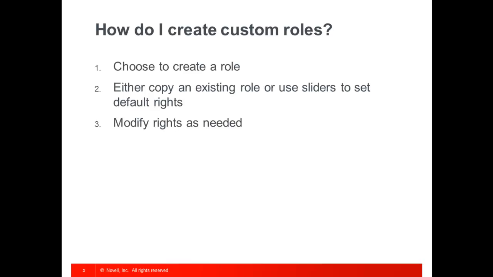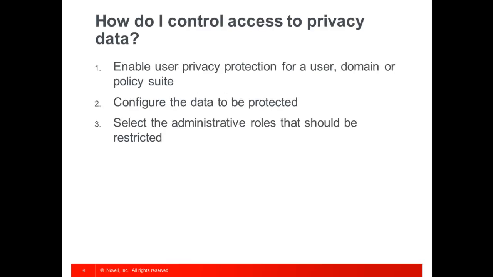To create a custom role, you first choose to create a role. When you do so, you'll be asked to either copy an existing role or use sliders to set default rights. Once you've created the role, you can then modify the rights as needed. For setting access to privacy data, simply go into the Enable Privacy Protection option, add a user, domain, or policy suite, configure the data you want to be protected, and then select the administrative roles that should be restricted.